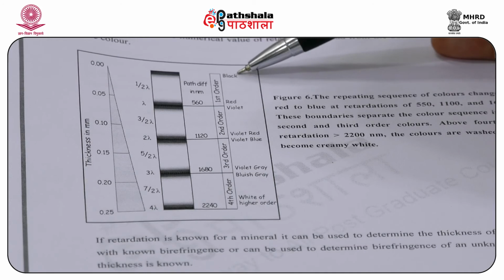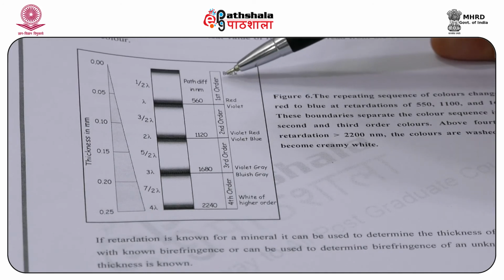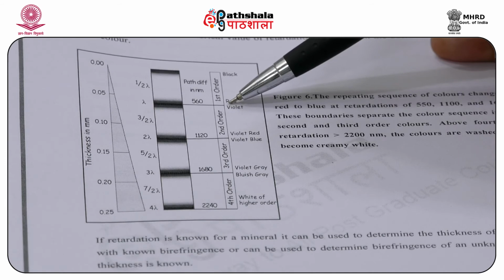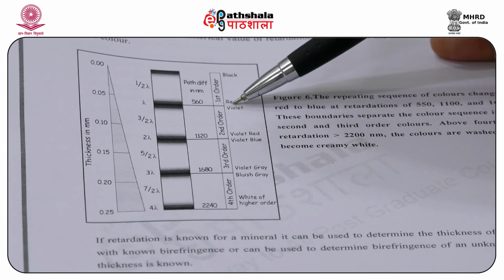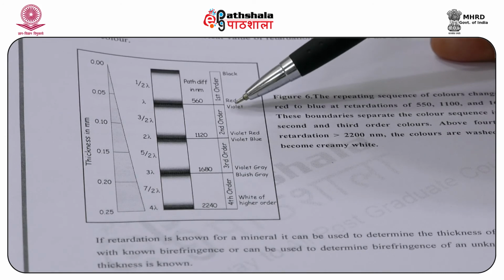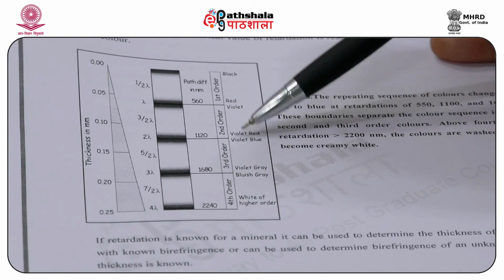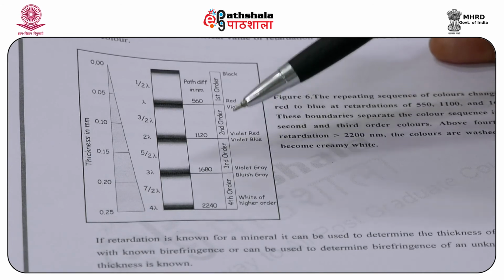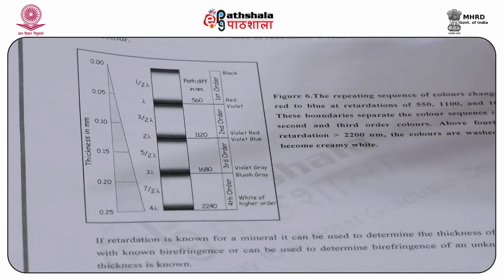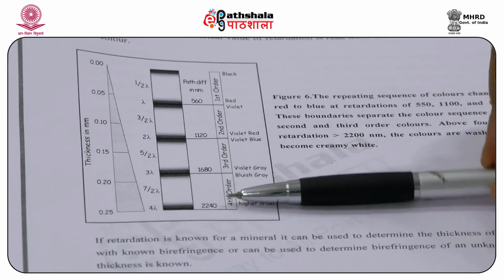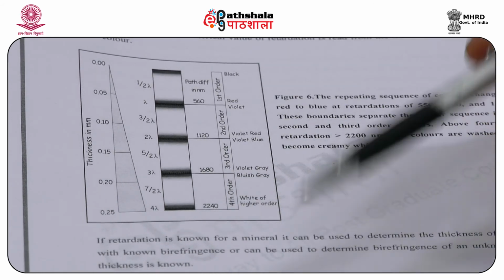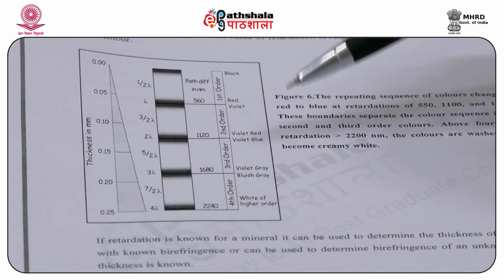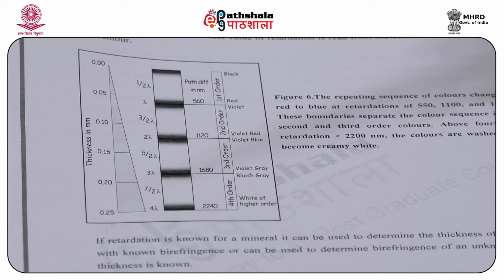Here is the first zone where we have the black, which will be followed by the first order interference color. Then we will have retardation at 550 nanometers, which will mark the origin of the second order interference color. Then we will have 1120, then 1680 and then 2240, which will lead to the third order and fourth order colors in increasing sequence. Above the fourth order, where retardation is greater than 2200 nanometers, the colors are washed out and become creamy white.